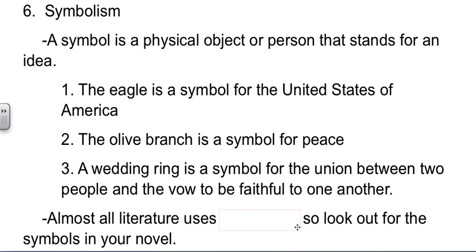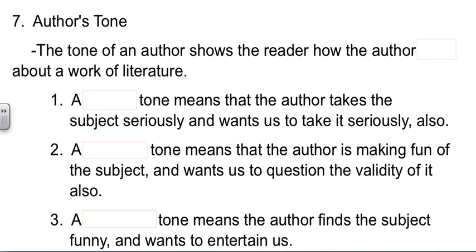So what you need to do is look for the thing, physical object or person in your book that stands for a bigger idea. Almost all literature uses symbolism, so keep an eye out for what thing or person might represent that bigger idea. The next thing we're going to talk about is author's tone.